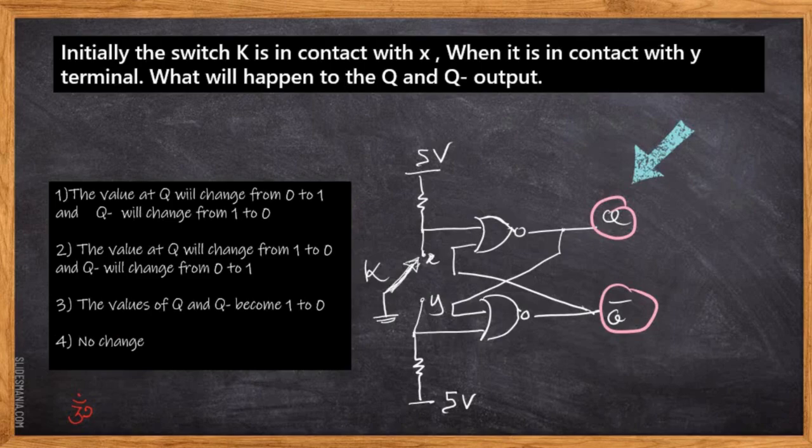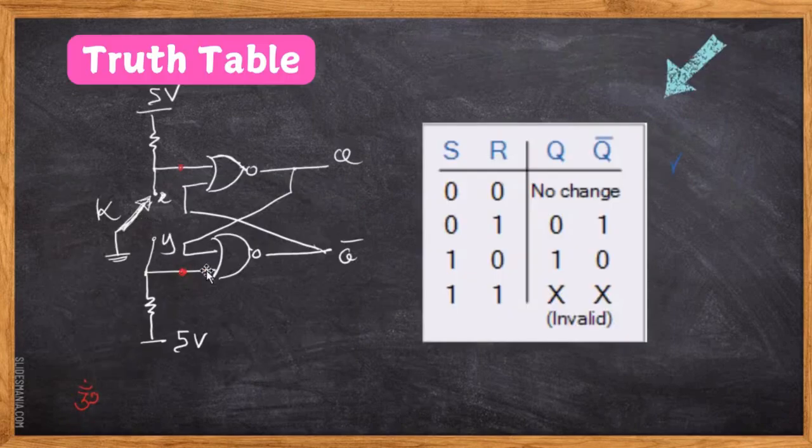Let's get into the question now. As I said earlier, we need to know the truth table of SR flip-flop. So, this is the truth table. Normally, this is the reset terminal and this is the set terminal. You should know these things, right? When reset and set both become 0, it will show the previous signal. So, that means no change.